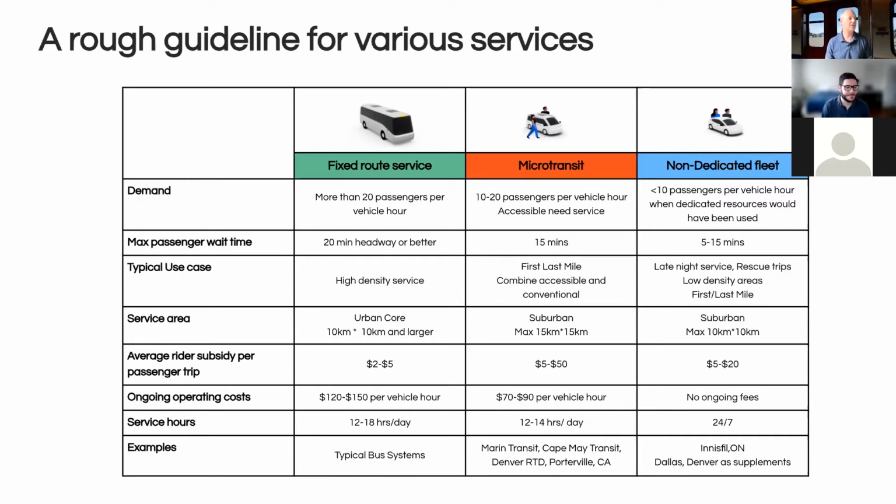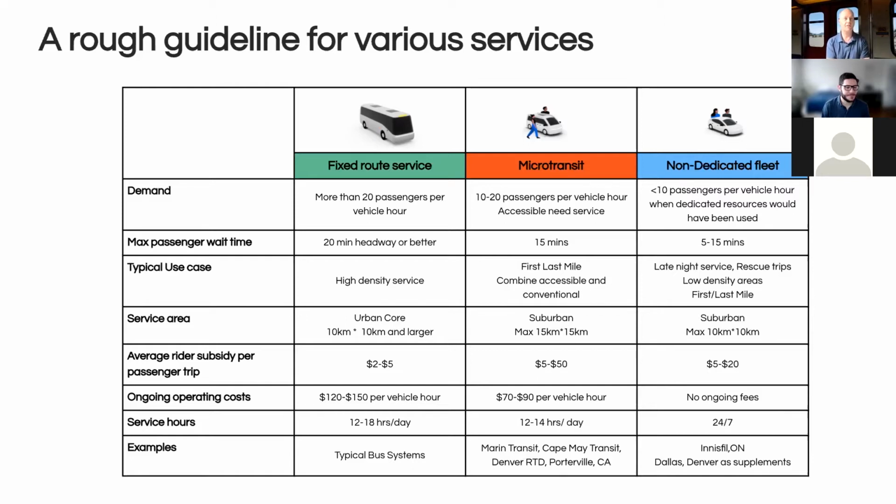Of course, there is also an overview that I gave on the operating cost and the service hours. Depending on what you want, you can choose for the best possible model. Some examples, of course, the fixed route service, everyone on the call, I'm sure familiar with this. Microtransit is being implemented at many places across Canada and in the US by many different types of providers.